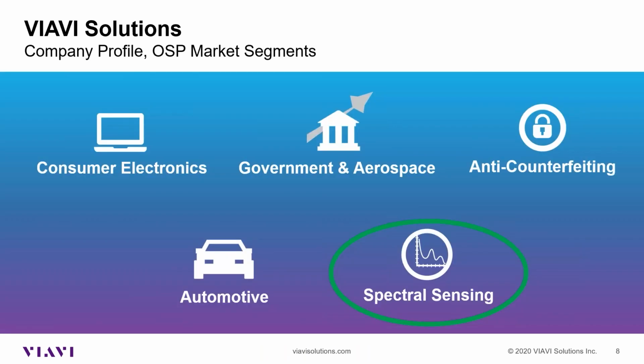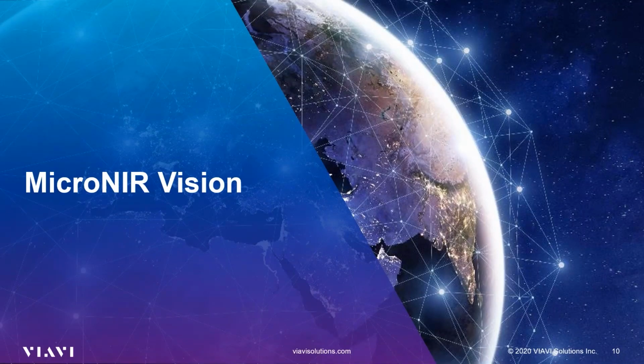Actually, inside the OSP business unit, we are working in different marketplaces. We are active in consumer electronics, where we provide filters for mobile phones and computers, government and aerospace. We have a big part of our business on the anti-counterfeiting product for banknotes, and we provide also special solutions for automotive. MicroNIR is inside the spectral sensing group.